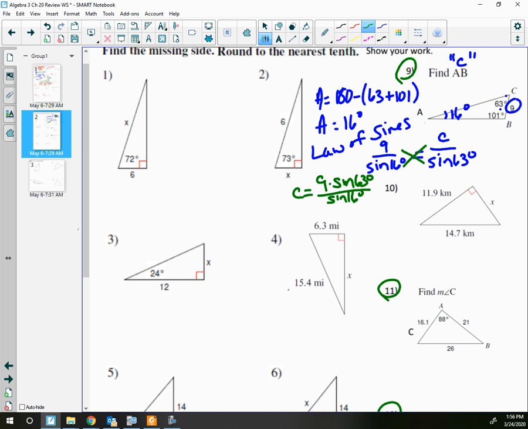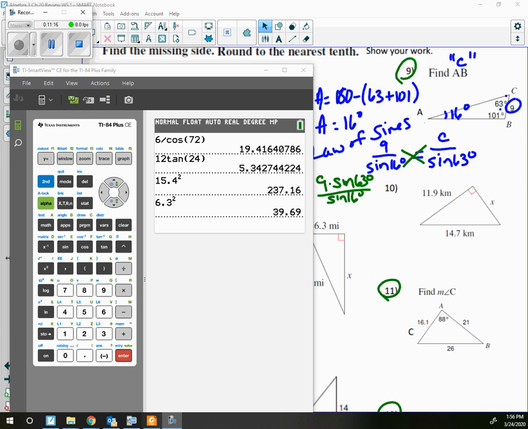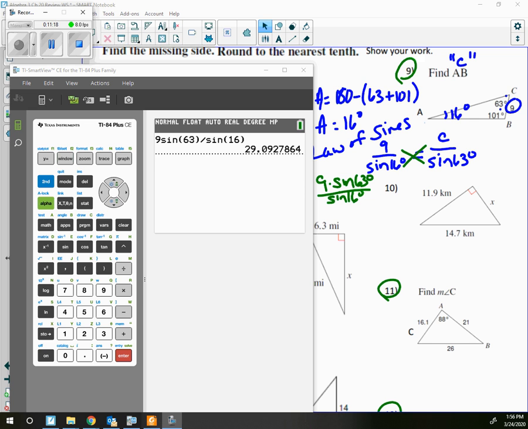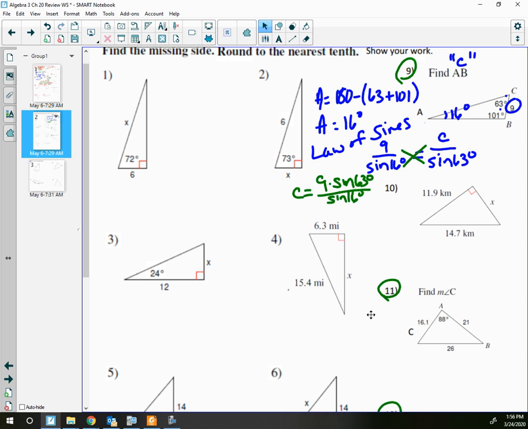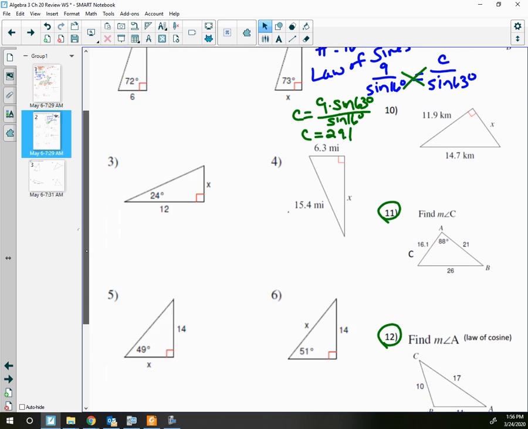Remember to finish off those parentheses. We've done a lot of these, but make sure that you're being cautious with how you're writing those out so you can make sure that you're okay. So go ahead and type that in, see what you come up with. And I'm coming up with 29.1 if we round to the nearest tenth. So little c would be 29.1. So we could do lots of different things, but it's always looking at what do I know about the triangle.